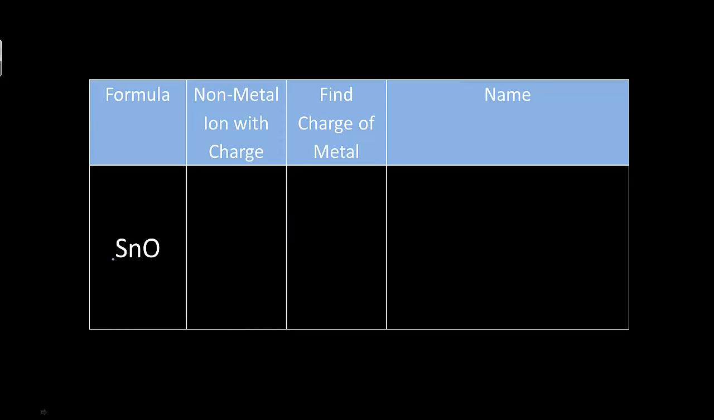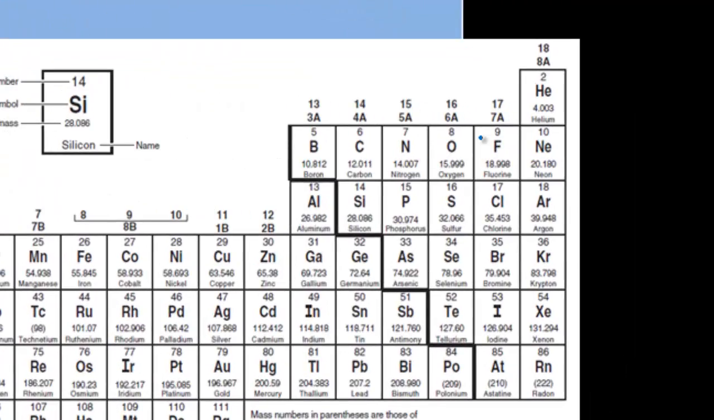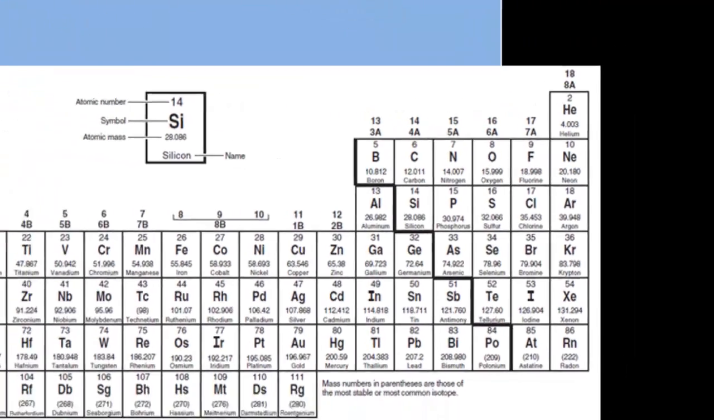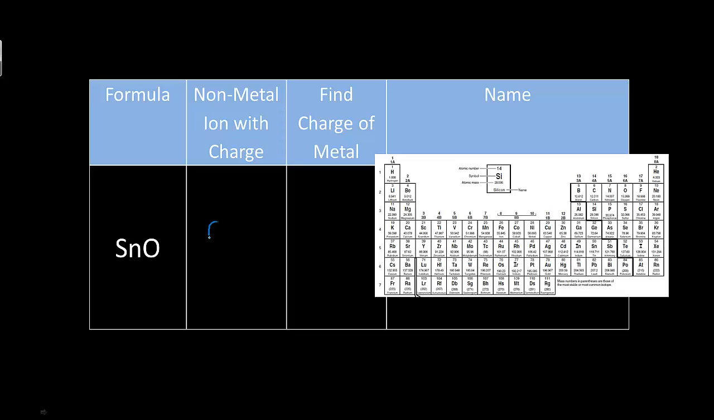Next example, we have SnO. So our nonmetal ion with the charge. O is oxygen. It has 6 valence shell electrons, so it's easier to gain 2 electrons. Gaining 2, that's its oxidation number. We have a -2. You gain electrons, you gain negativity.